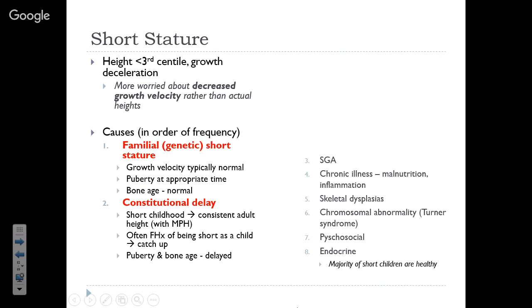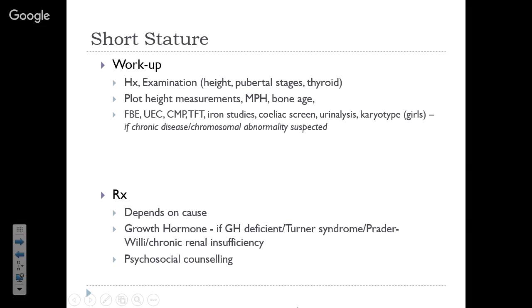Whereas with constitutional delay, they'll be short during childhood, but once they reach adult height, they'll be consistent with their mid-parental height expectations. Often there's a family history of that story, so being quite short as a child, but then catching up later on in life. Puberty and bone age may be delayed in these circumstances. Then there's the rest of the other causes of short stature, which are much, much less common. So the main two are familial and constitutional delay.